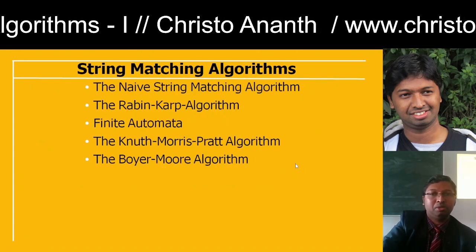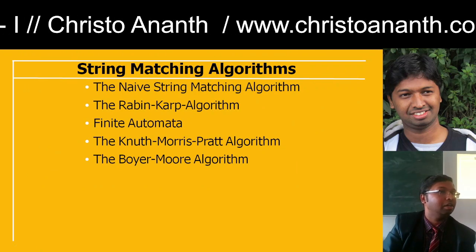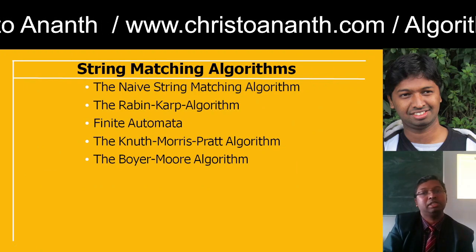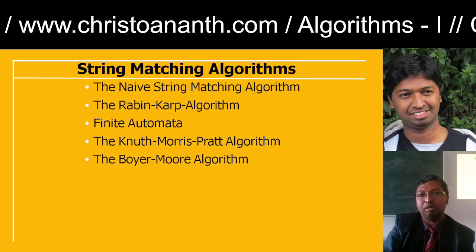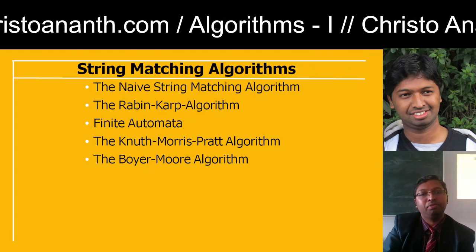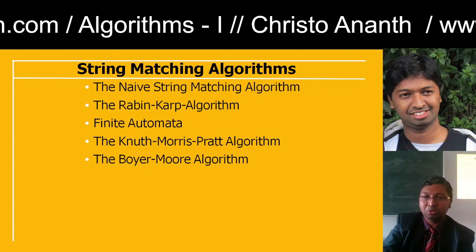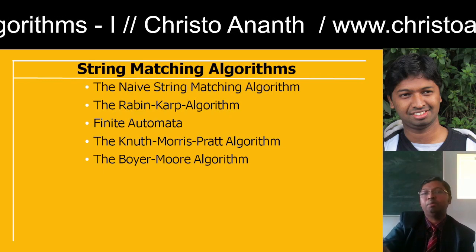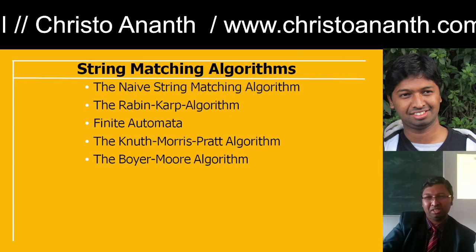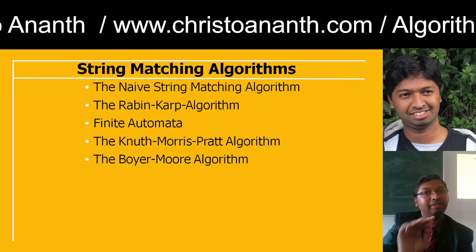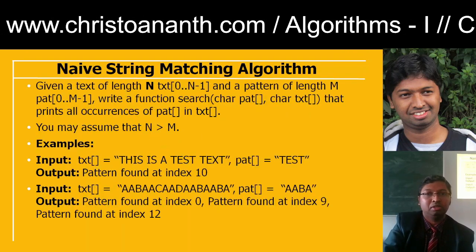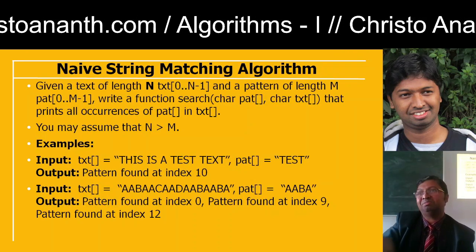We have different algorithms for this: the naive string matching algorithm, the Rabin-Karp algorithm, finite automata, the Knuth-Morris-Pratt algorithm, or the Boyer-Moore algorithm. In this class, we will discuss the naive string matching algorithm. So this is the basic thing.